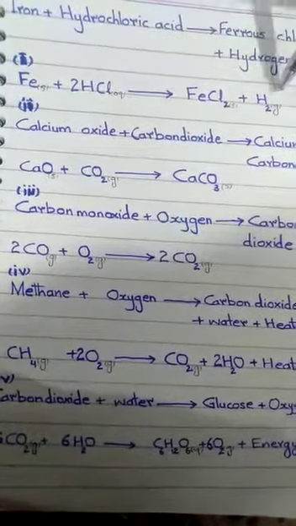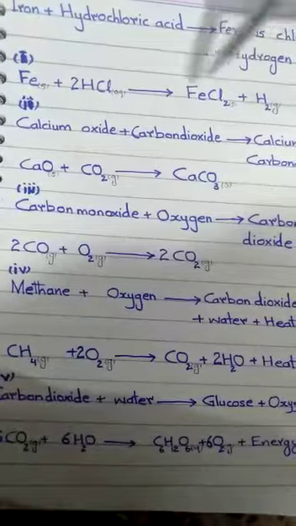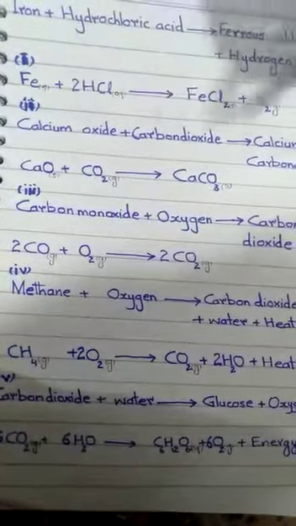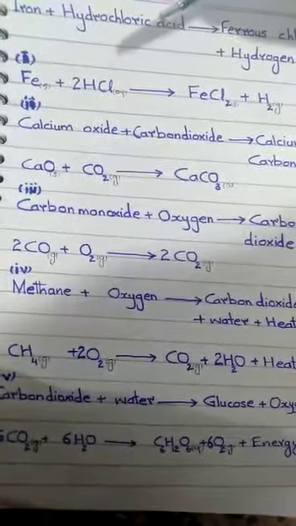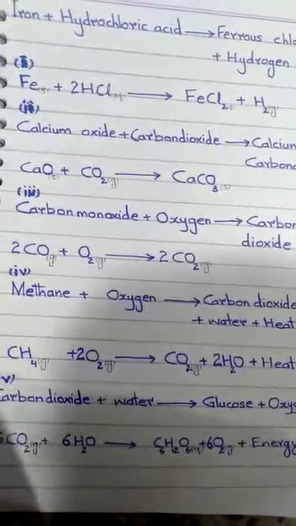2 hydrogen atoms, 2 hydrogen atoms, 2 chlorine atoms, 2 chlorine atoms, 1 iron atom, 1 iron atom. Now this is a balanced chemical equation. In this way we have to balance all the chemical equations.